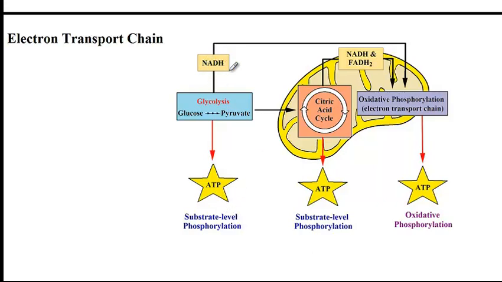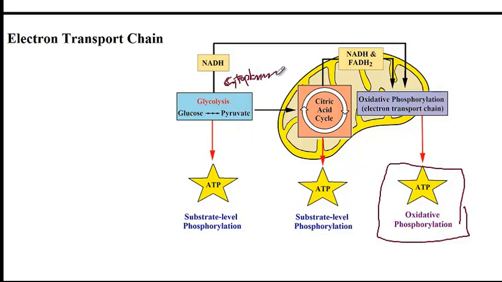But then all the products like NADH or FADH2 that will undergo oxidative phosphorylation in the mitochondria, any ATP that is produced from those molecules is called oxidative phosphorylation. And now you can see that I'm showing glycolysis outside the mitochondria. It's because glycolysis is being carried out in the cytoplasm, while the citric acid cycle happens in the mitochondrial matrix, and then the oxidative phosphorylation is carried out in the inner mitochondrial membrane.